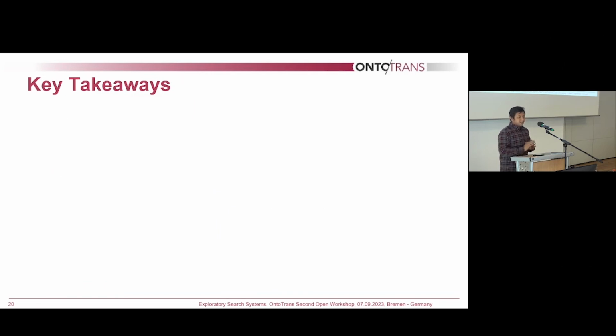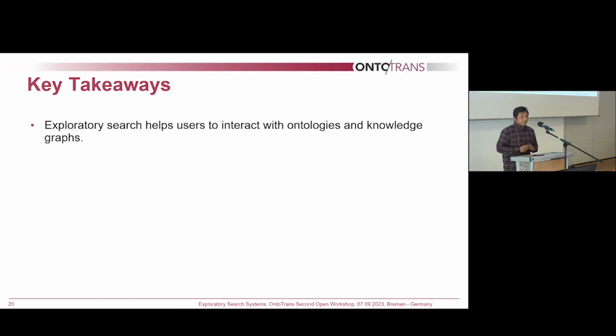Okay, that's more or less what I wanted to say about ESS. Just a few takeaways. The first one: exploratory search, or ESS, helps users interact with ontology and knowledge graph to make it less daunting for them as a starting point. This is important, not to scare away people but to encourage them to use it, and later on they would probably like to know and learn more about the technology.